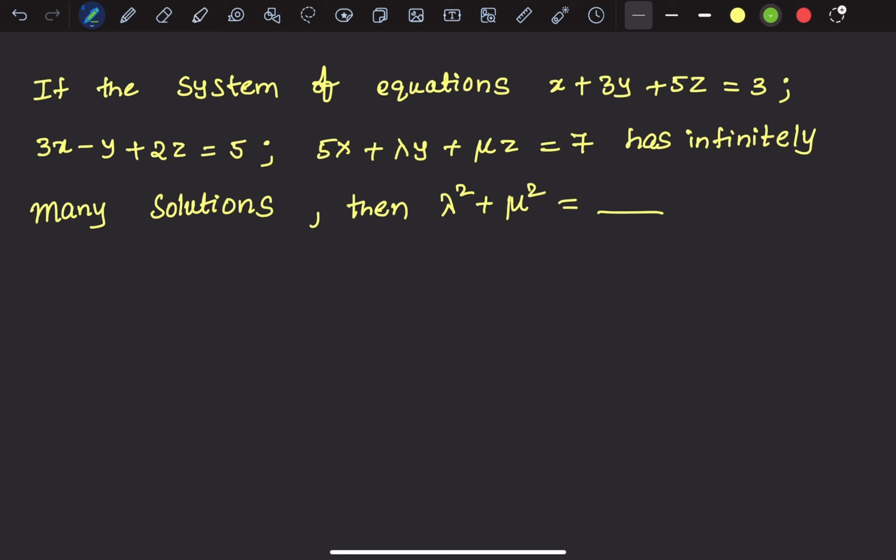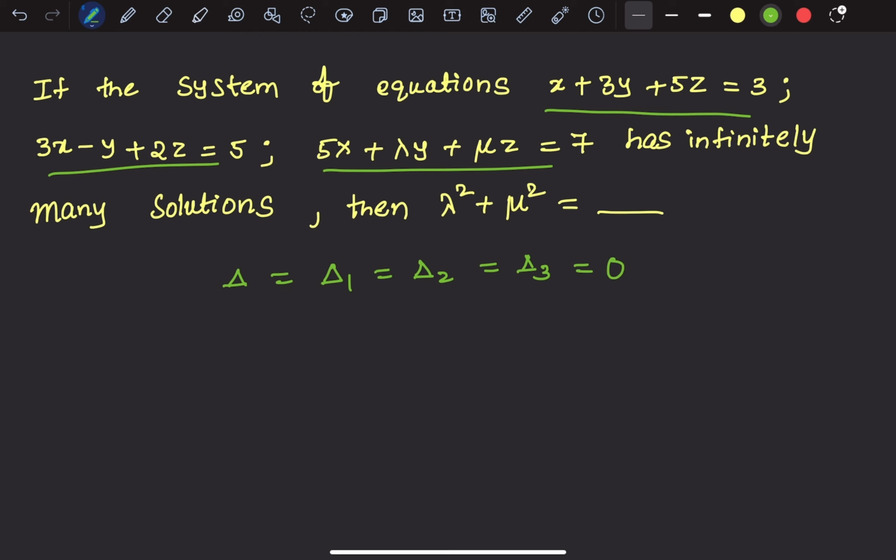We have the system of equations given. This is one equation, second equation and third equation, and it is said that there are infinitely many solutions. A similar type of question was there in the first shift as well, so make sure you practice these questions well. When you have infinitely many solutions, we know delta is equal to delta 1 is equal to delta 2 is equal to delta 3 is equal to 0. So all of them will be 0.